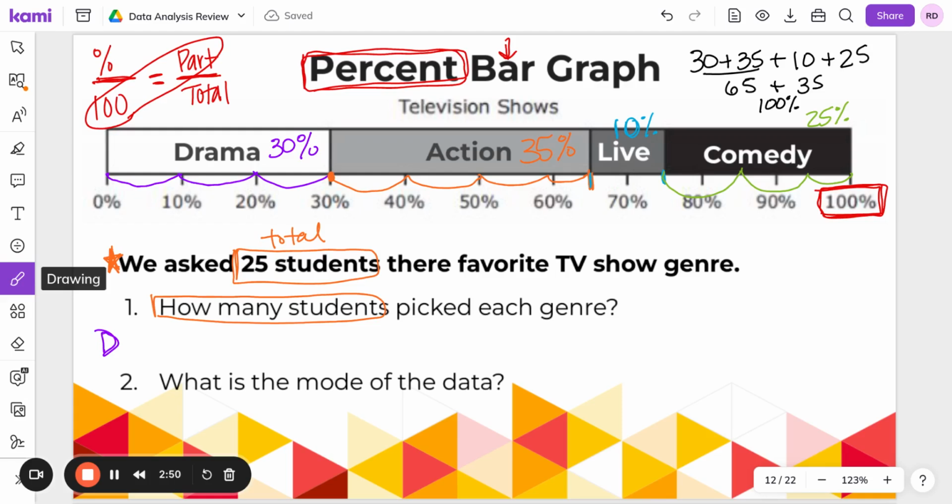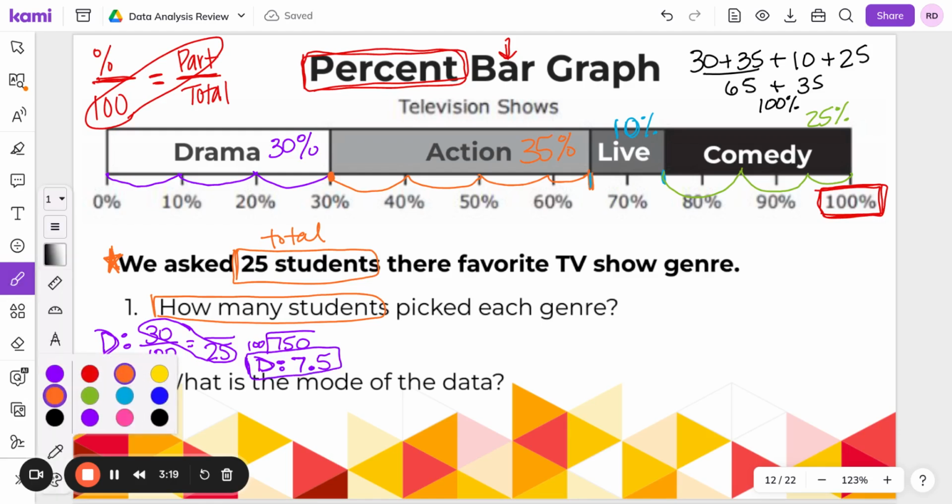So let's look at the drama section first. For drama, it was 30%. All percents come out of 100. And we talked to 25 total students. So to solve this problem, we're going to cross multiply. 30 times 25 is 750. 750 divided by 100 means that the drama section was picked by 7.5 students. Yes, I know we can't really have half a student, but unfortunately that's just how the math is going for this problem.